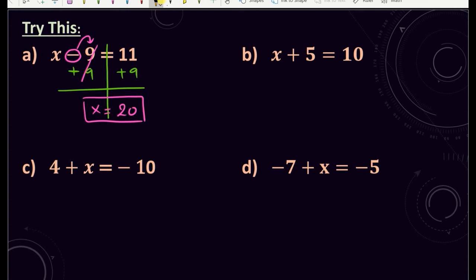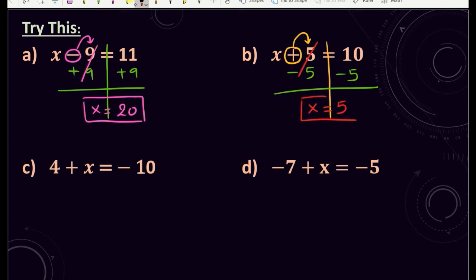Part B, the operation between x and 5 is plus. Plus belongs to 5. So we're going to do the reverse by subtracting 5 on both sides. Okay, positive 5 and negative 5 cancel each other out. That leaves you x equal to 10 minus 5 is 5. So x equal to 5 is the answer.